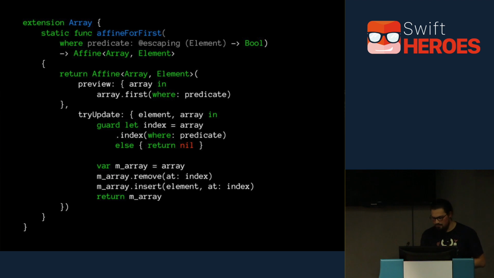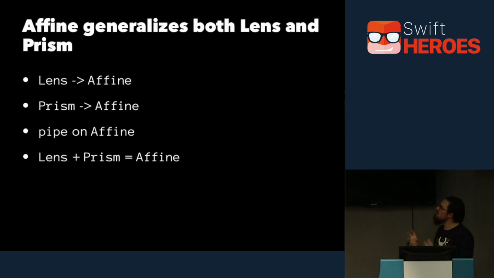And actually affine really generalizes both lens and prism. Because if we think about it, affine is like a failable lens. So if we have a lens, for example, we can turn it into an affine. The preview function will just be the view function, so it will never fail. And the try update function will be the update. So again, it will never fail. But we are just concealing this inside an affine.